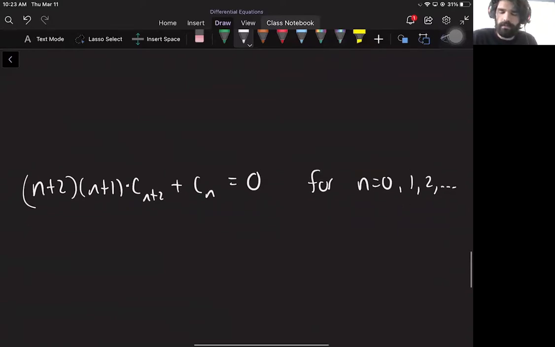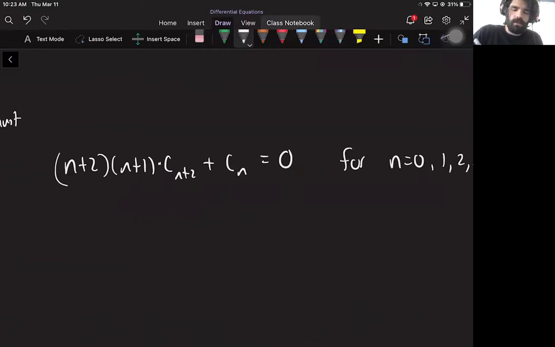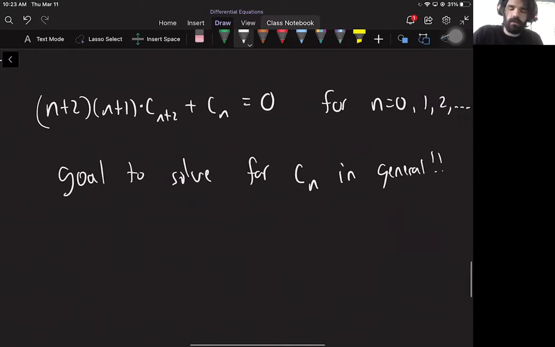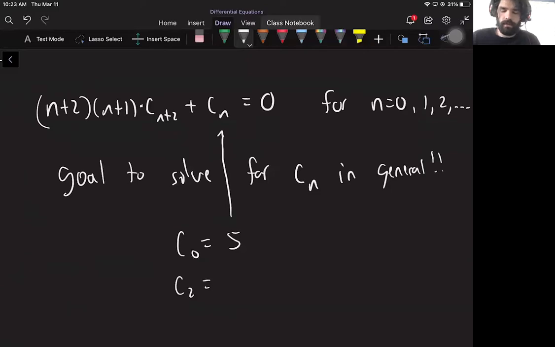Now we've got to keep our goal in mind, which is to try to solve for this in general. It would be really nice if I could just say, oh, C0 happens to be 5, and then plug that in here, and that would tell me C2, because I could solve for C2 by plugging in 5 there and 0 for n. That would be nice, but that's not what's happening.